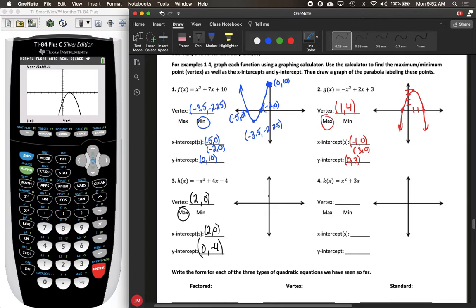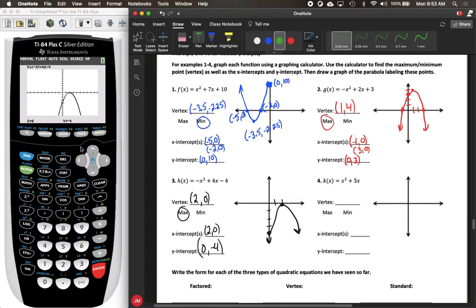Once again, since these are fairly small numbers and pretty close to one another, I'm going to go ahead and just use tick marks to label my graph. So we've got our vertex at (2, 0), y-intercept at (0, -4), and then we will just draw in a sketch of our graph using those points. So again, these graphs are not going to be super accurate, but they're just trying to give you an idea of what the quadratic looks like.